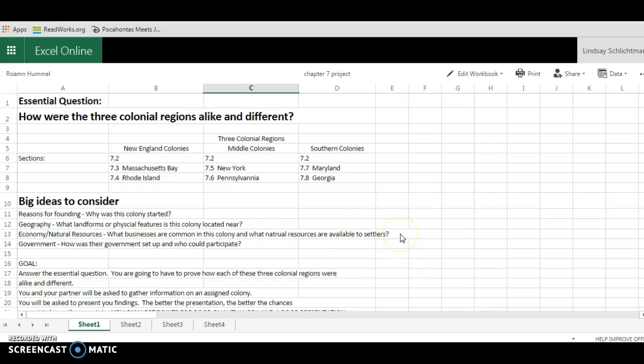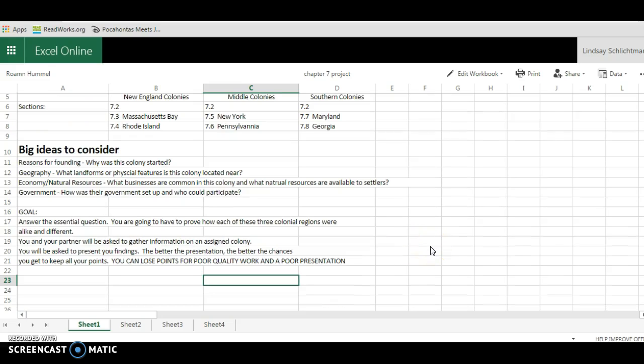You'll also need to think about their economy and the natural resources that are available. What businesses are common in this colony, and what natural resources are available to the settlers? And finally, you'll need to consider the government that is set up in that colony. So how was their government set up, and who could participate? Your goal will really be to be able to answer that essential question, comparing and contrasting these three colonial regions by the end of this unit.